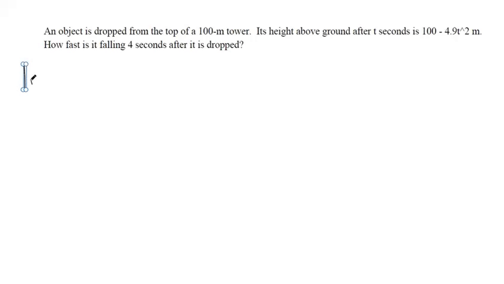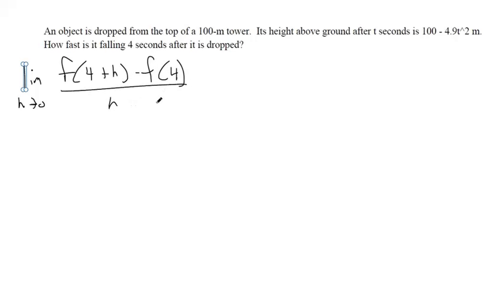So to figure that out, we need to calculate the limit as h approaches 0 of f of 4 plus h minus f of 4, divided by h. And if you're not sure where this formula comes from, you want to check out another video, because this is the instantaneous rate of change formula. The instantaneous rate of change point is 4, so a is 4 in that formula.